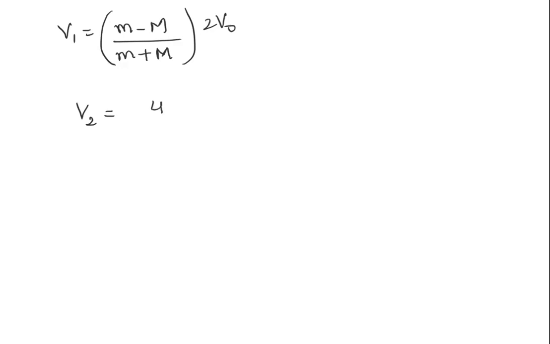I don't want to write it like this. I want to write it like 2 small m capital M upon small m plus capital M into v0.